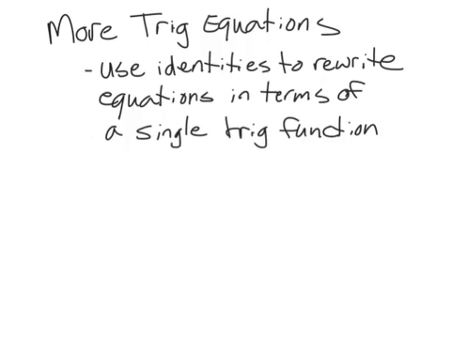You'll have ones where you have a cosine and a sine in it, or a cosine squared, or a sine squared, and you'll need to use the Pythagorean identity or even some double angle identities sometimes to rewrite in terms of a single trig function. So we're going to work through some examples here, and then we'll do some more in class.